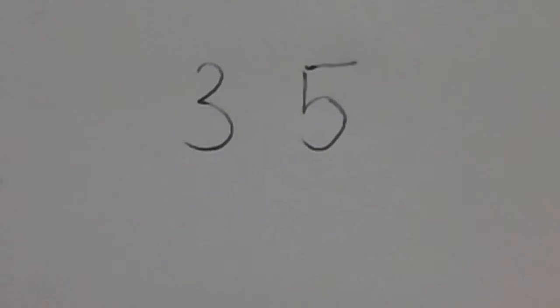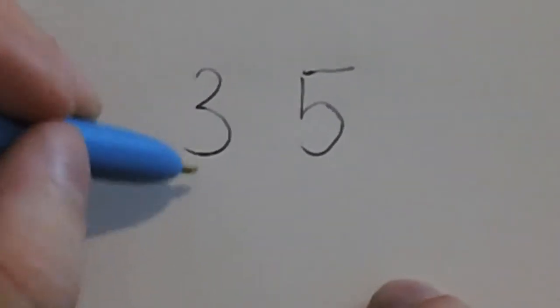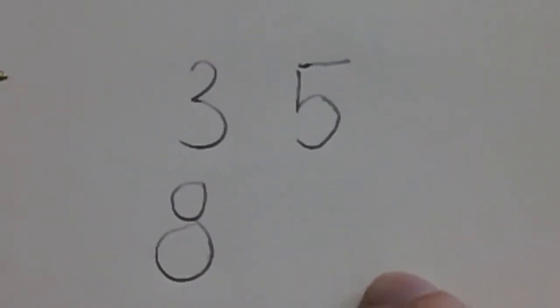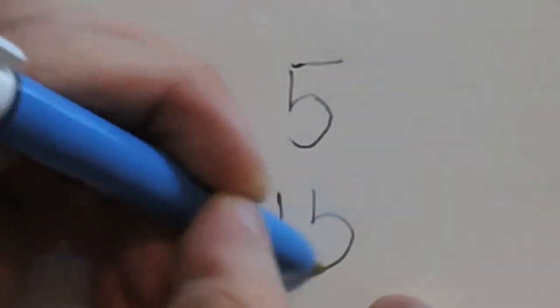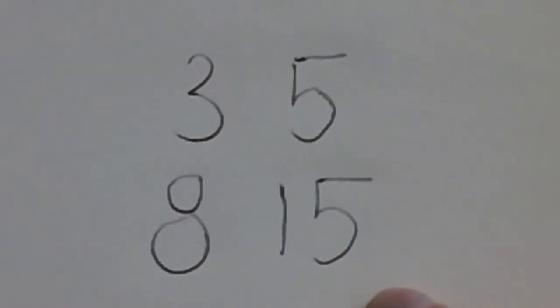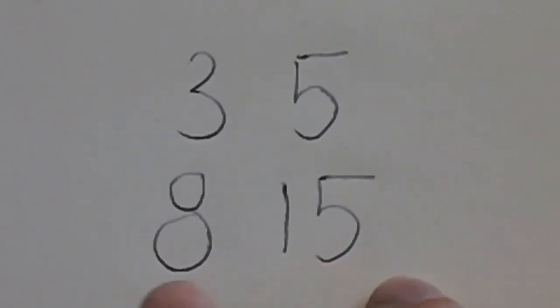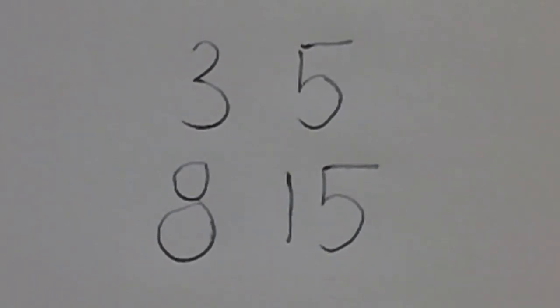So I thought about them, and I looked and I was like, okay, 3 plus 5 is 8. Pretty cool. And 3 times 5 is 15. Huh, well how about that? My birthday is August 15th, 8/15. Huh. So I thought that was pretty neat. And I took it a step further.